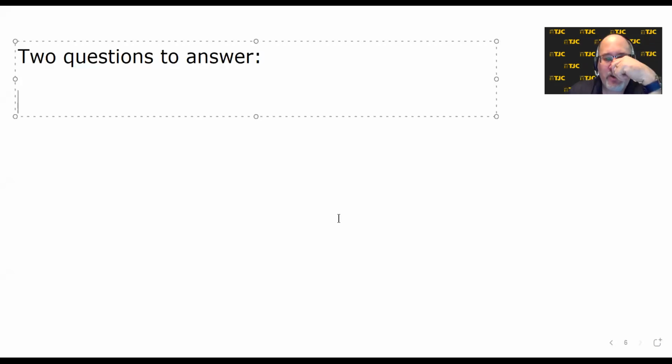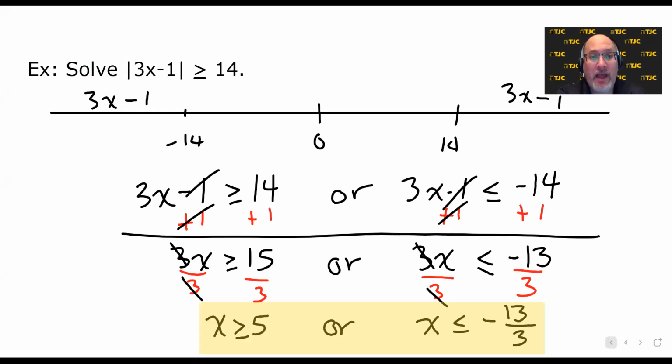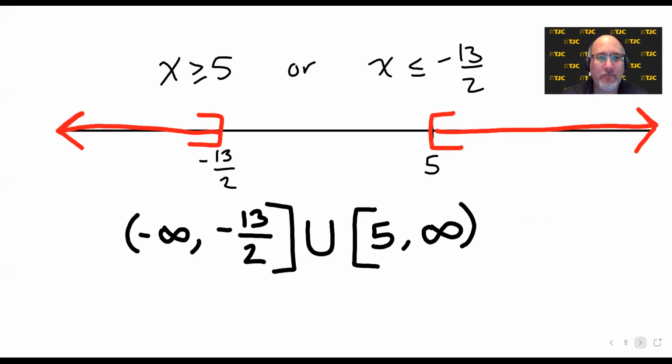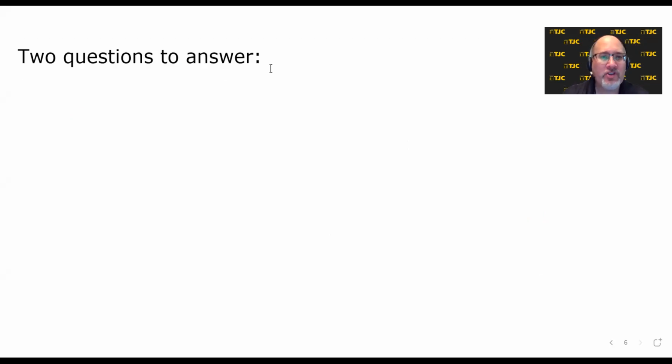Before we wrap up this video, I want to pose 2 questions that we're going to answer in the next video, because think about how we did this problem. We had something that said absolute value of an expression is greater than a number. We rewrote it as an or compound inequality, and then we solved it, and we were assuming that number was positive. So the 2 questions we need to answer are as follows.